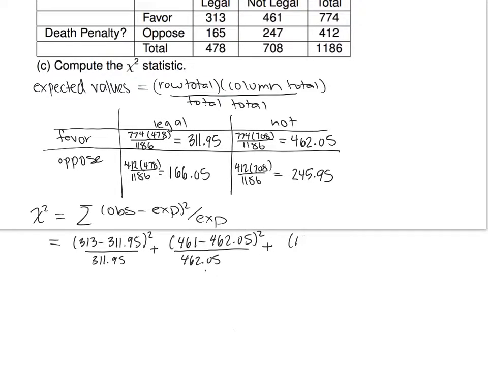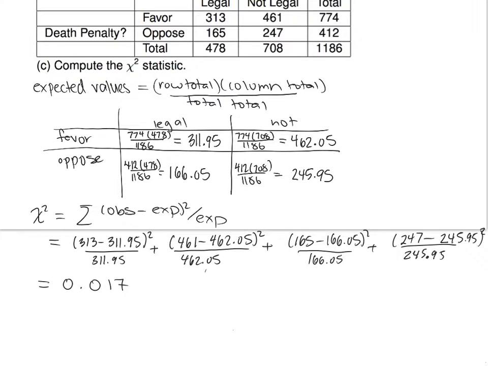You observed 165, right? Minus 166.05. And then finally observed 247, expected 245.95, over 245.95. Okay. So show me that, and then tell me what you get when you punch it in a calculator, and at least I got 0.017.